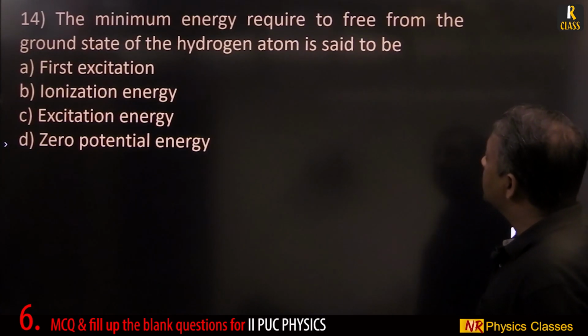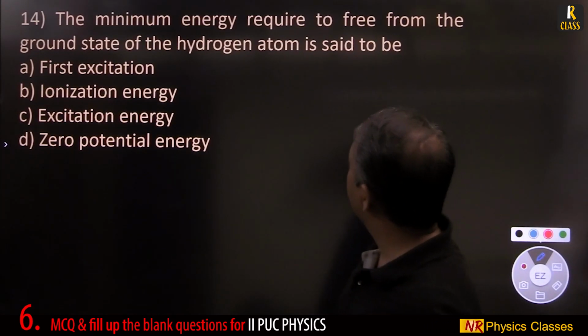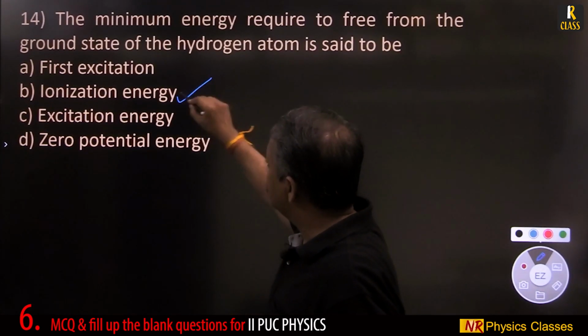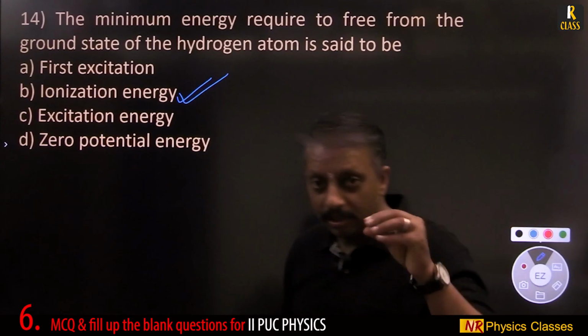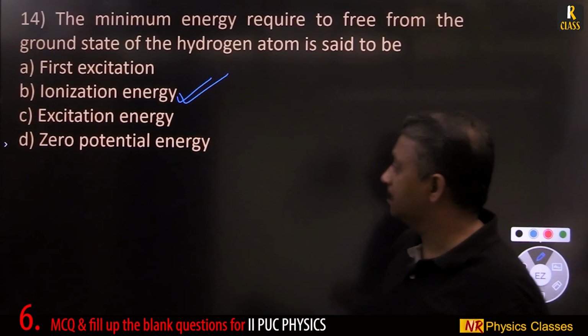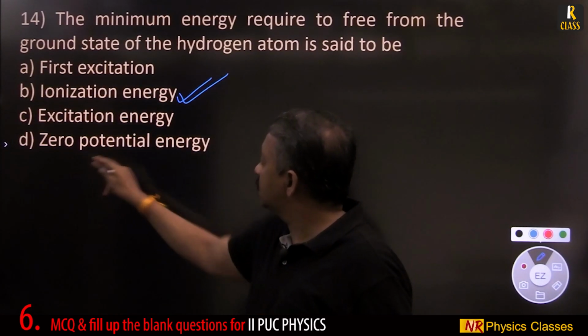The minimum energy required to free the electron from the ground state of hydrogen atom is said to be ionization energy. Energy required to free the electron from the ground state, ionization energy. First excitation energy, zero potential energy.